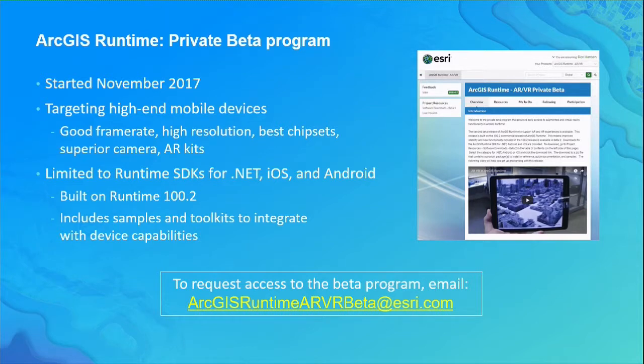The beta program itself has a number of samples and toolkits, a variety of source code and some documentation to help you get started. If you're looking to join the beta program, there's an email alias, which is listed here, ArcGIS Runtime, ARVRBeta@esri.com. Send an email and request access, and we'll try and get you in as soon as possible, if you haven't already.